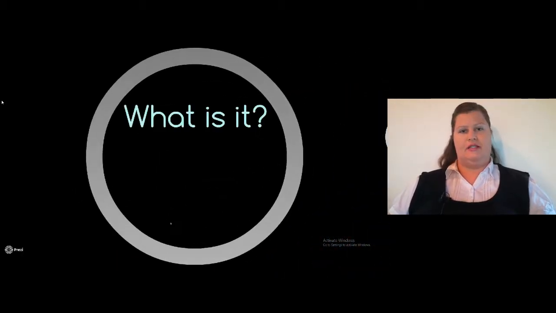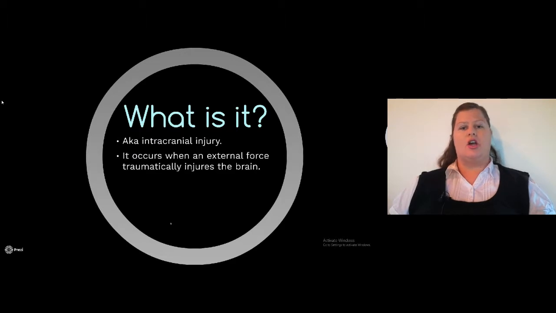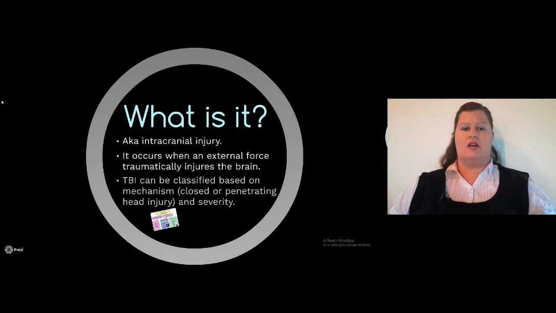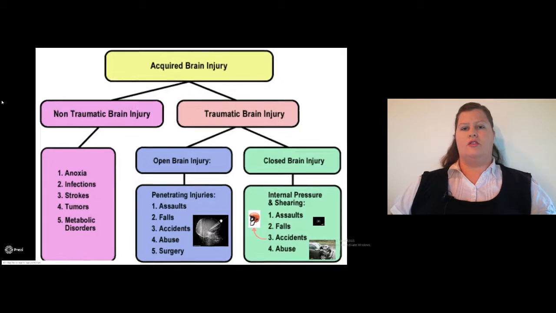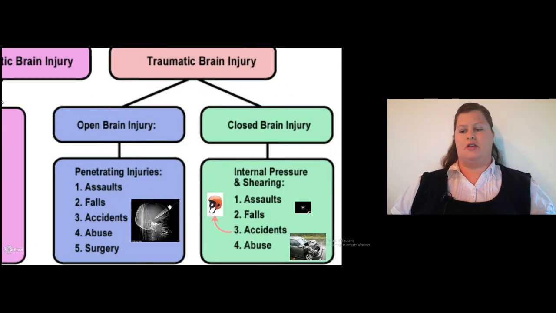Traumatic brain injuries, or TBIs, occur when the head collides with a surface, is exposed to a change in inertia, or when a foreign body penetrates the brain, basically when an external force injures the brain. In terms of acquired brain injury, there are two main types of traumatic brain injuries.